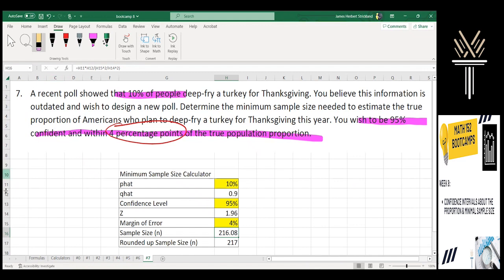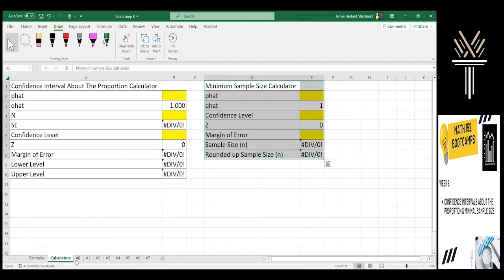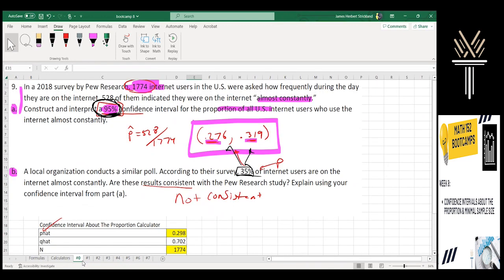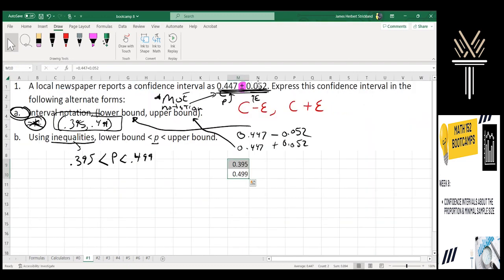Build your calculator. Once you have your calculator built, it's just a matter of copying and pasting into the question and filling in your numbers. And obviously, if you have a question that already calculates the error for you, then you don't need the calculator. Just add and subtract those values to get your answer.